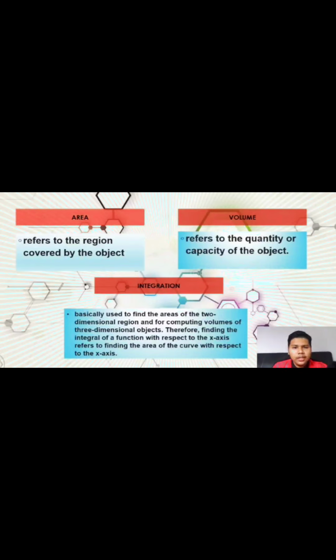Today, I would like to talk about the definition of area, volume, and integration. Firstly, area refers to the region covered by the object, and volume refers to the quantity or capacity of the object. And lastly, integration. Integration is basically used to find the areas of two-dimensional regions and for computing volumes of three-dimensional objects.